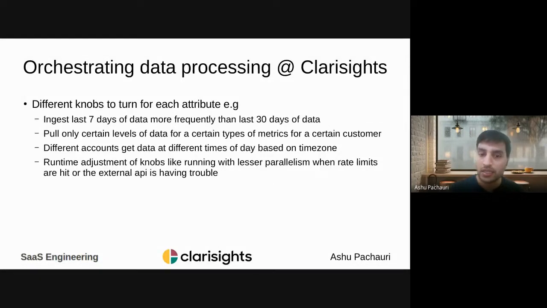Then there are different kinds of knobs that can be adjusted only at runtime. For example, some APIs will have rate limits. Twitter, Snapchat, Facebook, they will each have their own rate limits. So you can't just throw API requests at those channels and expect them to reply. You have to make sure that you are only making a certain number of requests at a particular rate.